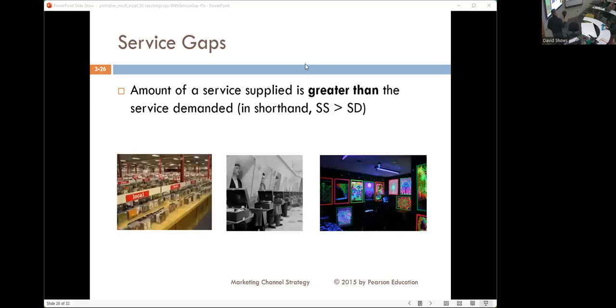The next is where the service supplied is greater than the service demanded. Along with all those wonderful albums that I grew up with, we also had record stores. If you wanted to get albums, you would go and browse through. The record shops also had head shops in them and blacklight posters. This is actually a record store in New York where you could take a vinyl, God help you, scratch it, and go in a booth and hear the record before you purchased it. This is a classic example: the amount of service supplied was greater than the service demanded.